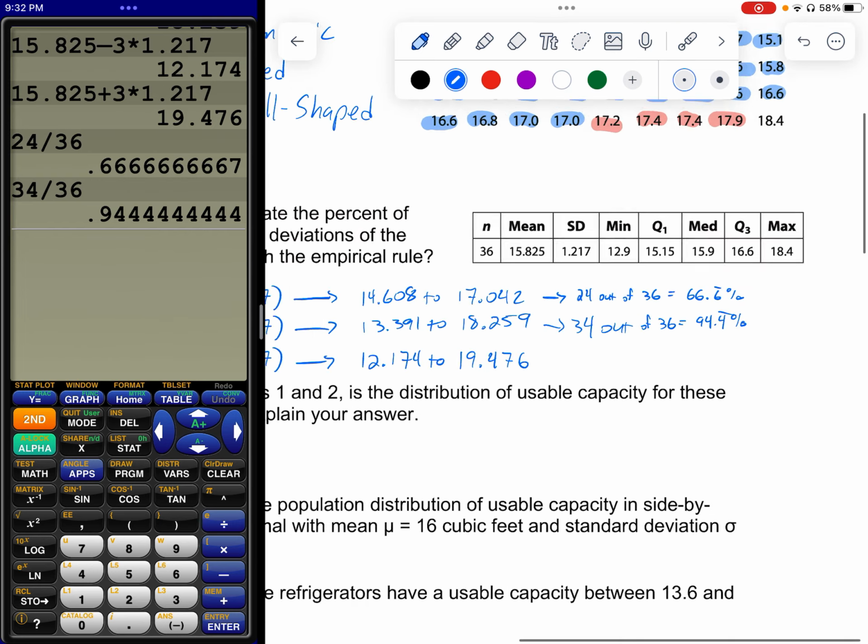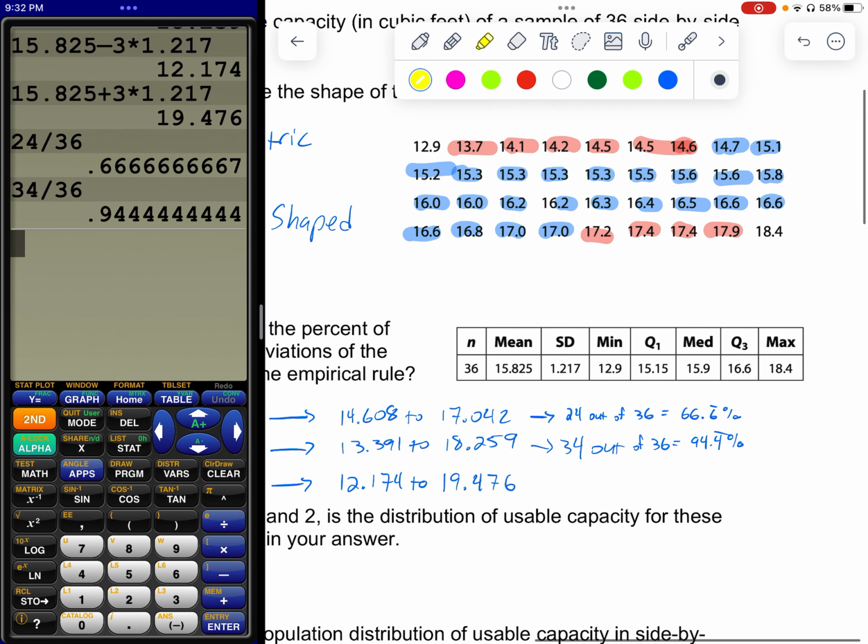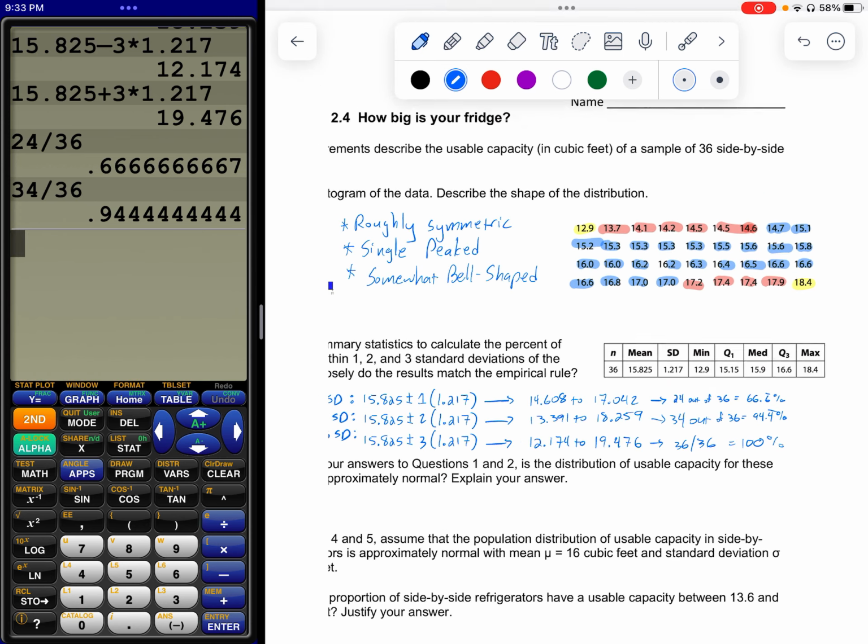Okay, and lastly, how many are within the last standard deviation? Let's go yellow. 12.1, so that is above 12. That works, and that works. So adding in the last two brings me to all the data. That's 36 out of 36, which is 100% of the data is within 3 standard deviations.